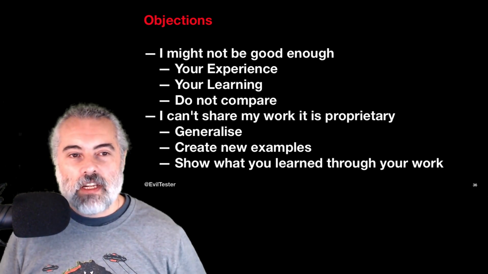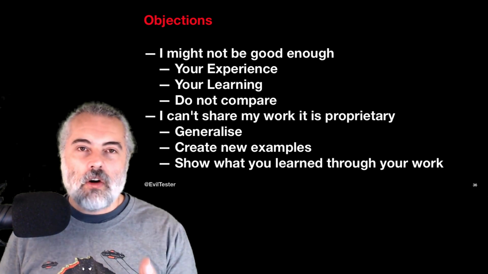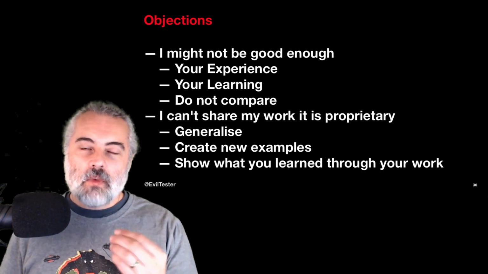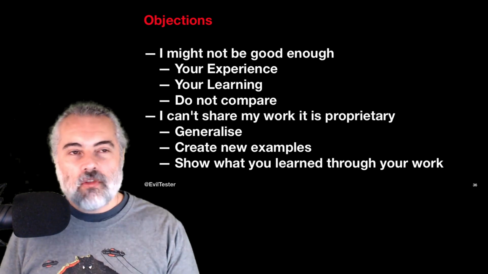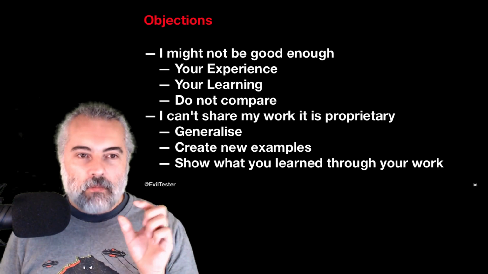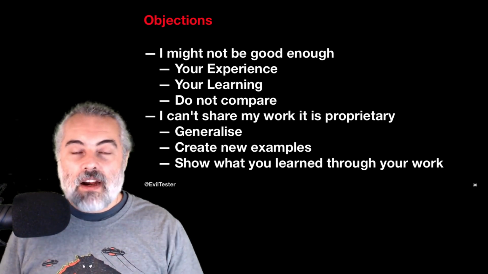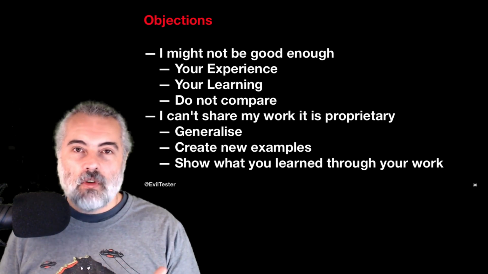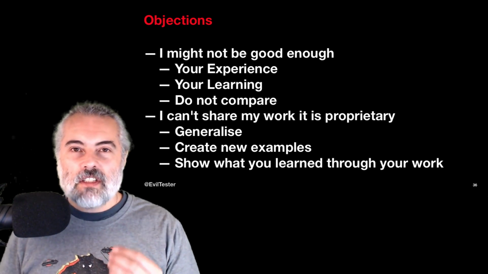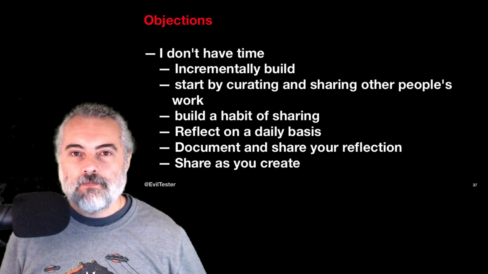Now, a valid objection is that I can't share my work. It's proprietary. So what we do is we don't share our work. We share what we learned. We generalize. We reframe. We create new examples, better examples that are simpler, that make those points we're trying to get across clearer. We show what we learned through the work. So we don't just show our work. We show what we learned, what our experience was. We add value to that learning process.